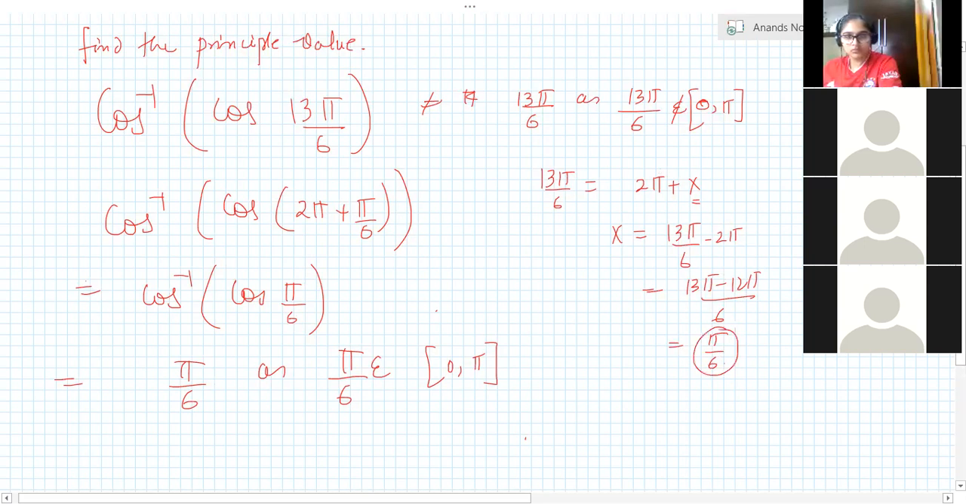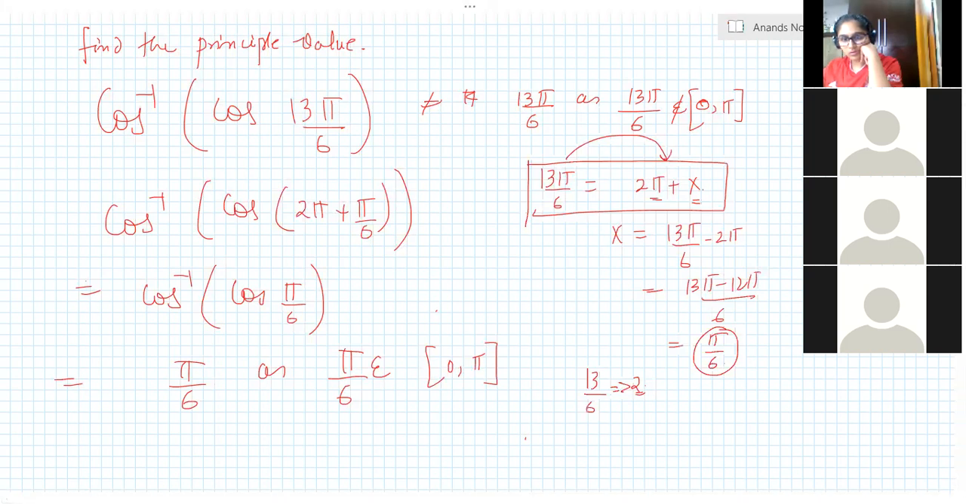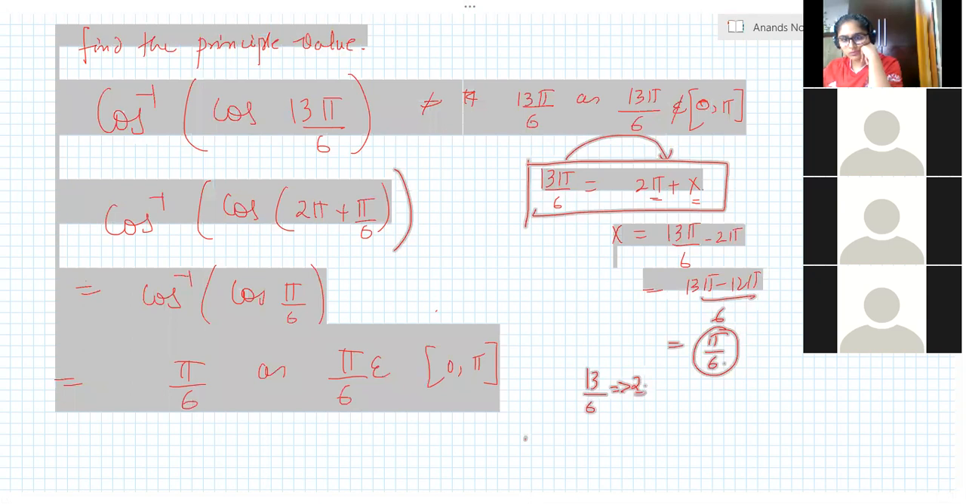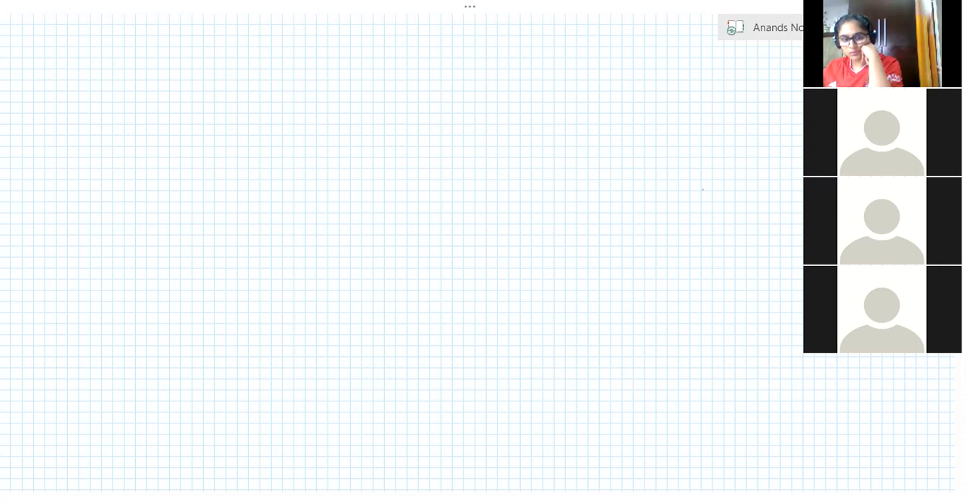So once you find it out, or based on your experience, 13 pi by 6 is nothing but 2 pi plus pi by 6, no big deal. But in case you're getting a little confused, you do that. 13 by 6 is 2 point something, greater than 2. So I can express this as 2 pi plus something. Shreya, are you following this? Yes, sir. Maria, are we good? Yes, sir. Yes or no? No, I understood this. Oh, you understood. Okay. We'll do one more, don't worry.